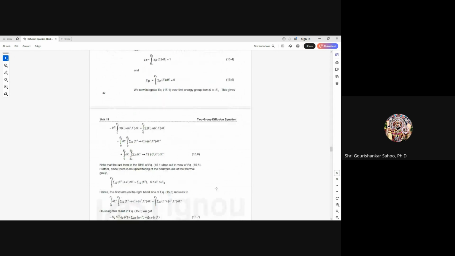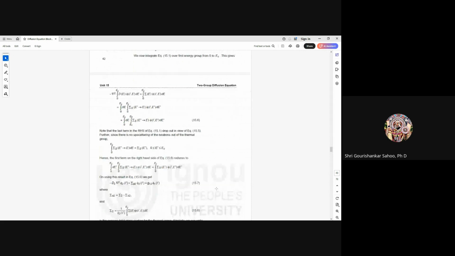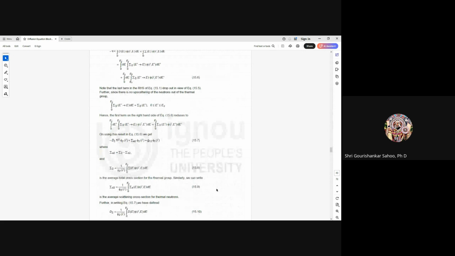So the last term drops out, and there is no upscattering of neutrons out of the thermal group. So we have integration 0 to EC sigma s dE is equal to sigma s, where E dash is greater than or equal to 0 and smaller than or equal to EC. So your first term will reduce to integration 0 to EC dE dash integration 0 to EC sigma s phi dE, which is nothing but integration 0 to EC sigma s phi dE dash.